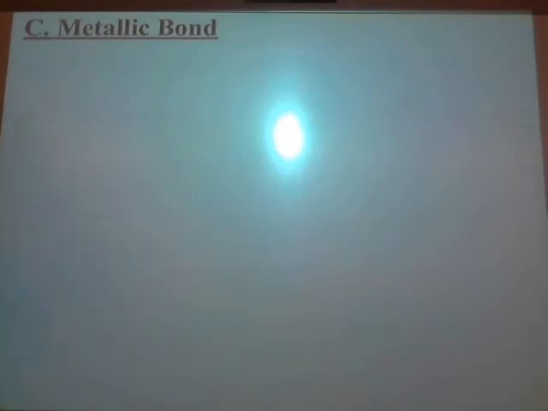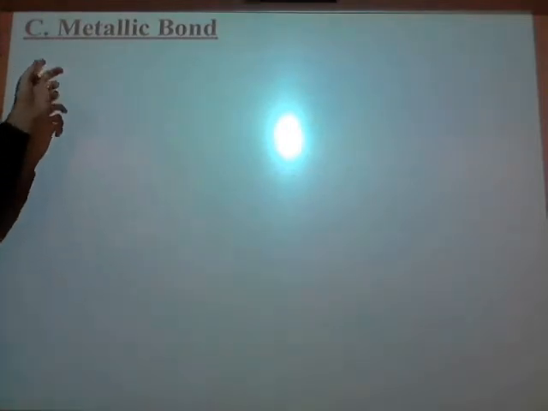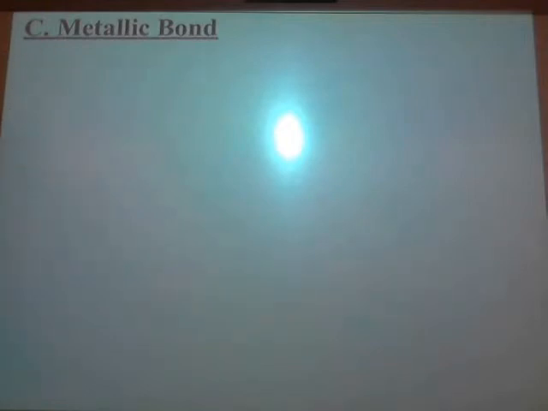Those of you just walking in haven't missed a thing. I just kind of summarized what we had done. This is where we left off: C, metallic bond. This is where you are in the notes.